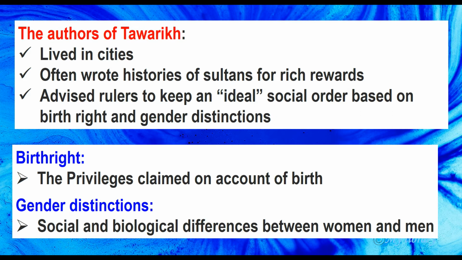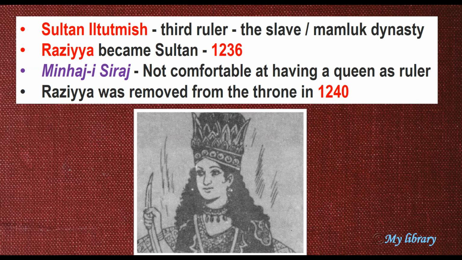So the authors of Tawarikh advised rulers on the need to maintain an ideal social order based on this birthright and gender distinction. To be more clear, look at this. Sultan Iltutmish was the 3rd ruler in the 1st dynasty of the Delhi Sultanate, the slave or Mamluk Dynasty. In 1236, his daughter Razia became Sultan.